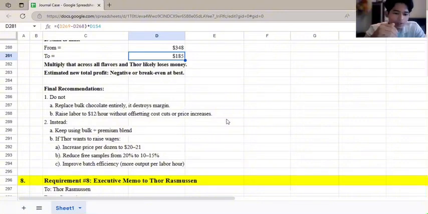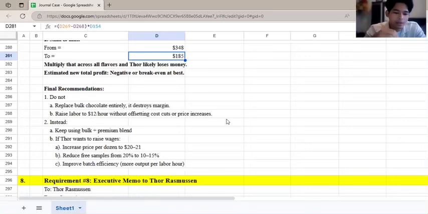And also, if the owner raises the labor to $12 per hour without offsetting cost cuts or price increases, it's also going to impact the others, because I think the sea salt caramels are going to take a lot of our labor. So the labor is going to be so much in there. Instead, the owner could keep using the bulk and also premium blend, because it is the best cost that you could get with the price that you've been selling.